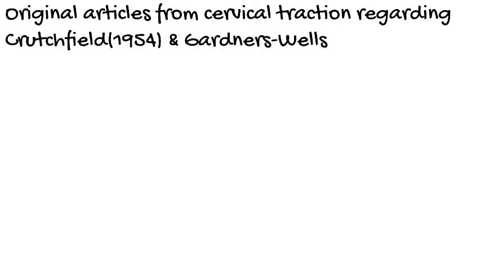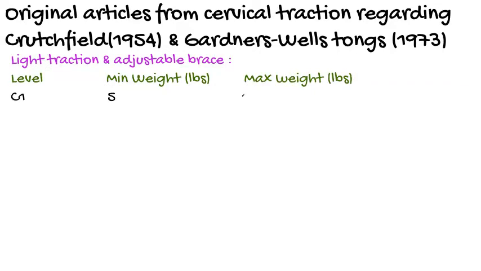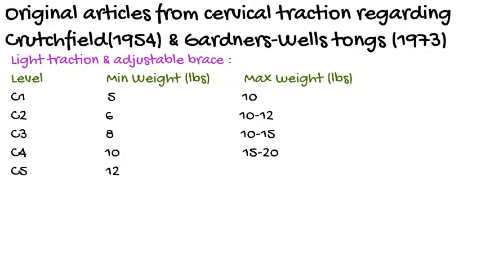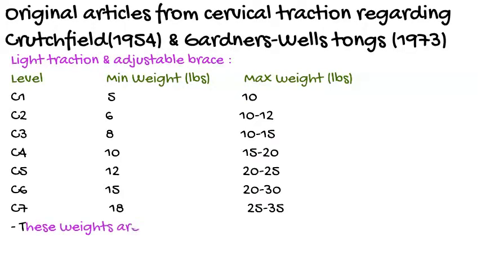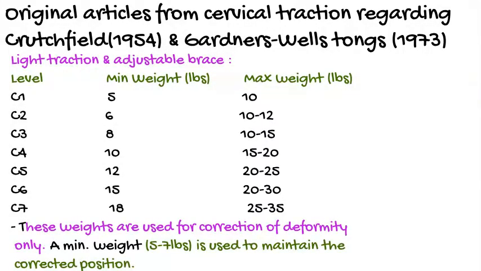For light traction and adjustable brace, for the level of the first cervical vertebra, the minimum weight in pounds is 5. Maximum weight is 10 pounds. For the C2 cervical vertebra, the minimum weight is 6 pounds, while the maximum weight is around 10 to 12 pounds. For the C3 or third cervical vertebra, the minimum weight is 8 pounds. The maximum weight is 10 to 15 pounds. For the fourth cervical vertebra, C4, the minimum weight is 10 pounds. The maximum weight is 15 to 20 pounds.